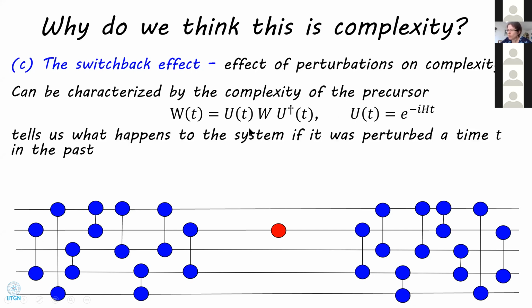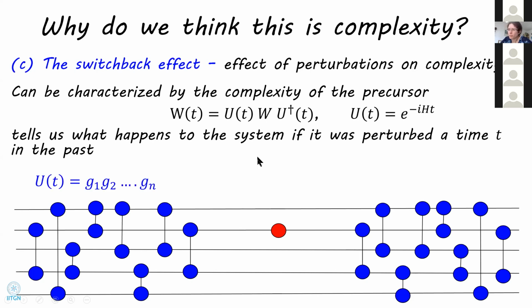So this tells you what happened, the complexity of this operator. It's known as the precursor. Now, if there is no perturbation, the backward and forward evolution cancel, and so the complexity of the precursor is simply zero. You don't need to build anything. This is simply the unit operator.